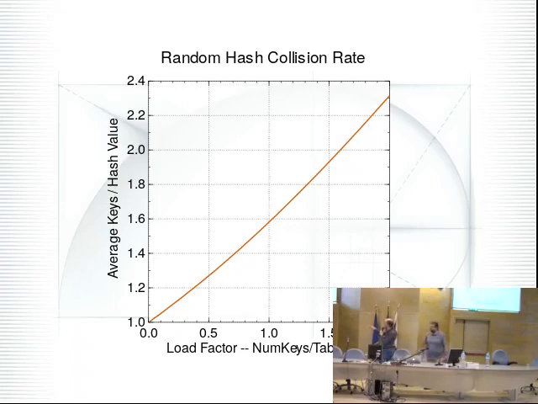Okay, so the axis here is load factor. This is the number of keys over the table size. And then this is the average, how many keys you get per hash value. So at this load factor, we've got 1.5 keys for every hash value. So there's a bunch of empty slots in the table at that point, but there's a bunch of others trying to crowd into the same.